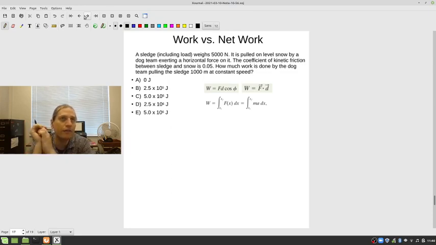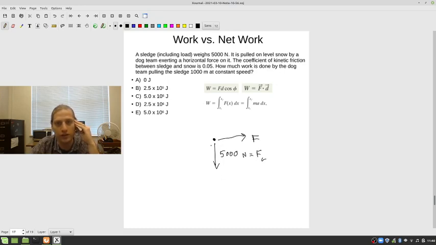Now, if I have an object that's just going at the same speed, that means that the total amount of work that I'm putting into the system has to be 0. However, that doesn't mean that there's no work being done at all. It means the net work being done is 0. So here's a case, for instance, where we have a load and it has a weight of 5,000 newtons. Okay, so that's the force of gravity on it. It is pulled on level snow by a dog team exerting a horizontal force on it.